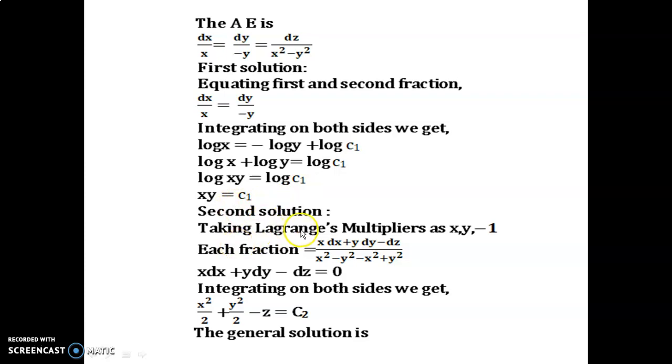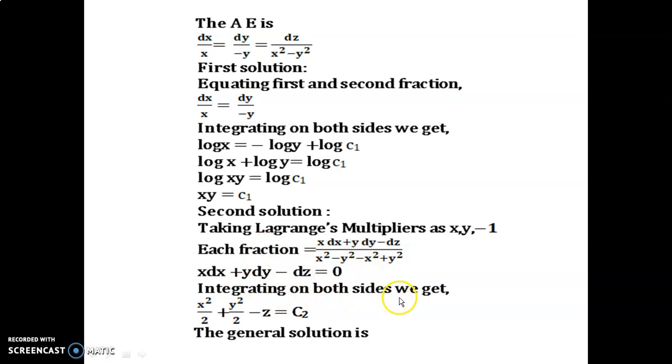Second solution: now we cannot cancel the fractions, so we introduce Lagrange's multipliers x, y, and minus 1. Multiplying by x square minus y square, and if we multiply by minus 1 times minus x square, the minus minus becomes plus x square. So this denominator becomes 0, and 0 into each fraction is 0.